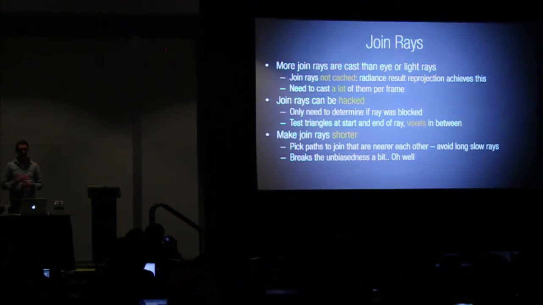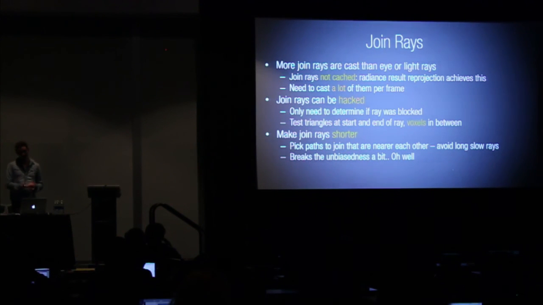Join rays account for the vast majority of rays that are cast. And we don't cache them because it would effectively be caching radiance results, which we already have with reprojection. You can hack join rays in a similar way to ambient occlusion. It only matters if you know if they hit or miss. It doesn't matter about accuracy or bouncing or anything. A join ray is just checking if a point was visible from another point. So obviously, we can use the same tricks used in ambient occlusion and just use the voxels in between.